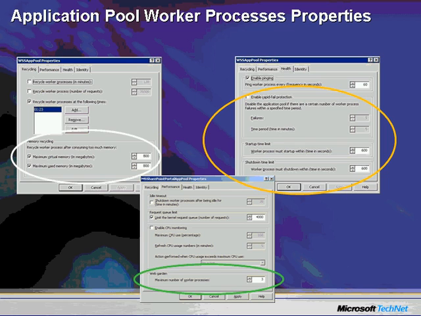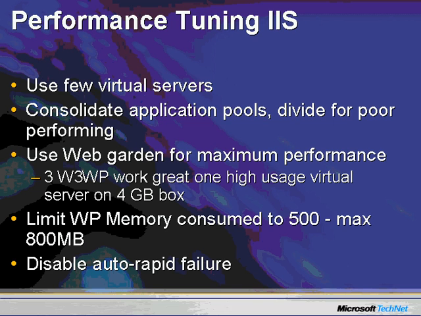So looking at the application pools and how we can actually performance tune IIS, some of the key things when you're planning these systems out are to use few virtual servers. The fewer you have, the easier it's going to be to manage. As well, when you're doing performance tuning and narrowing down where the problems might be, you're looking at few virtual servers versus looking at 100 virtual servers, trying to say which of these, in which app pool, is spinning up too much virtual memory, for example.